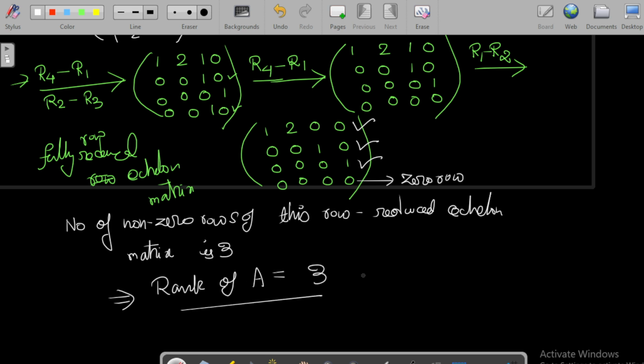So this is how we can find out the rank of a matrix. We can reduce the matrix to its row reduced echelon form, and we can count the number of non-zero rows. Here it is 3, so we can conclude that the rank of the matrix is 3.